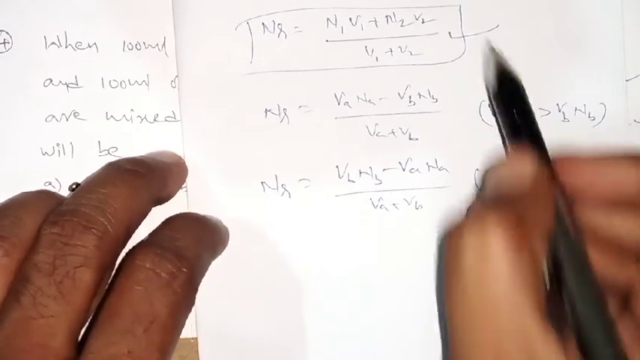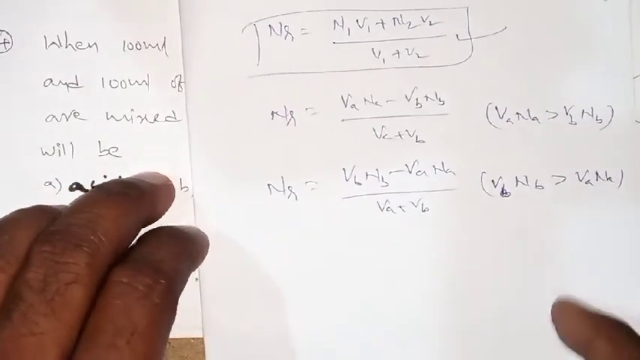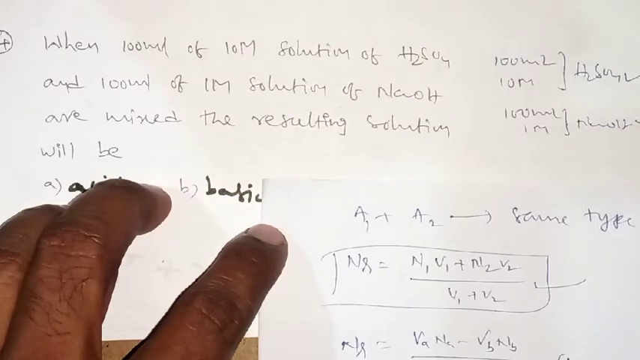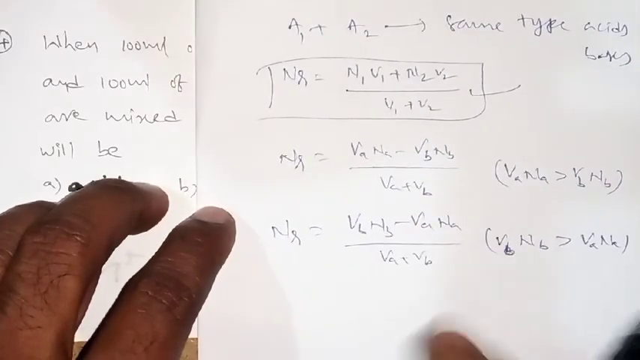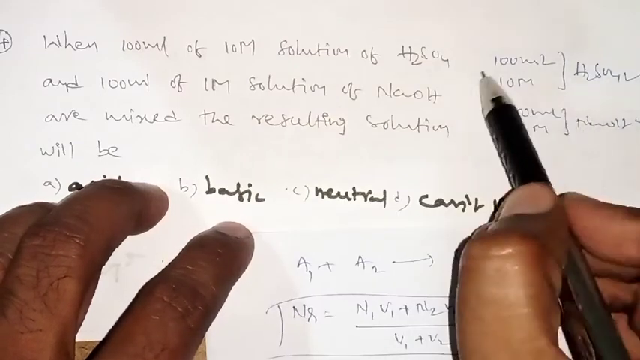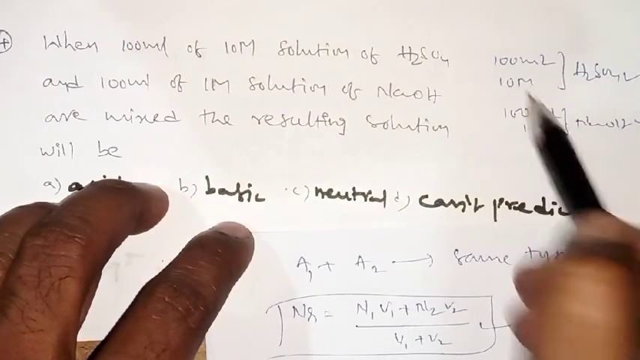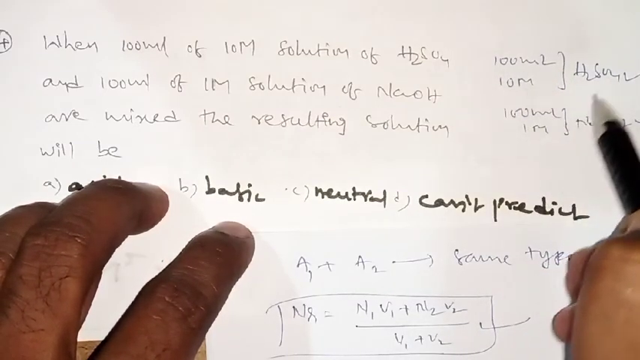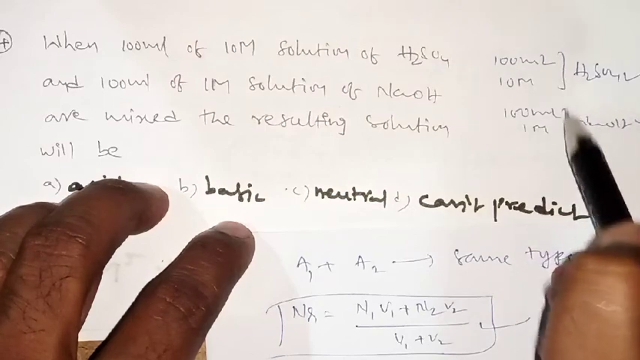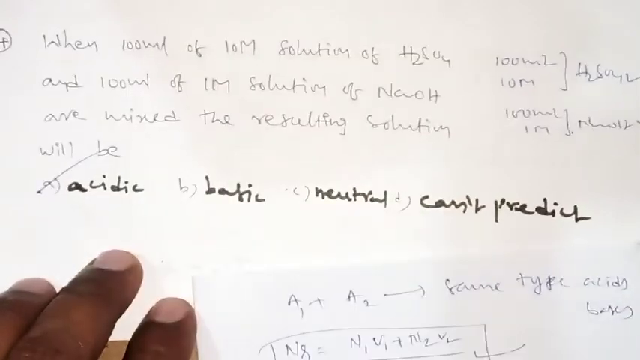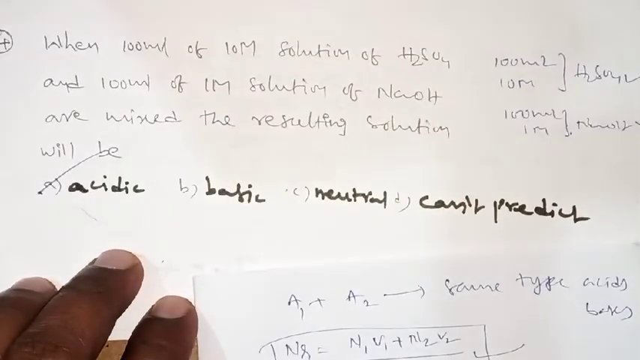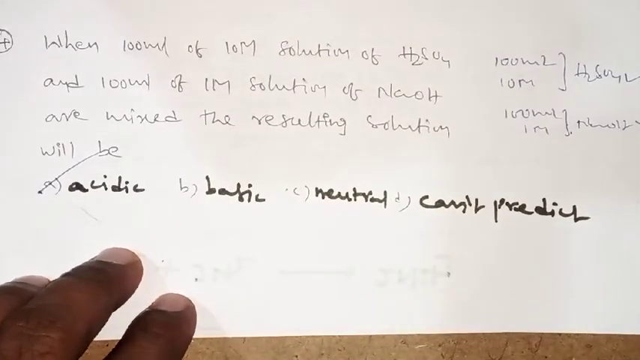Now, as per this concept, which is the suitable formula here? Acid and base are mixed, so definitely one of these two formulas is correct. First identify: 100 into 10 gives 1000, 100 into 1 gives 100. So which is dominating here? Acid is dominating over base, so definitely the solution will be acidic. Is it clear? Suppose they specifically ask for the answer, what should we do?